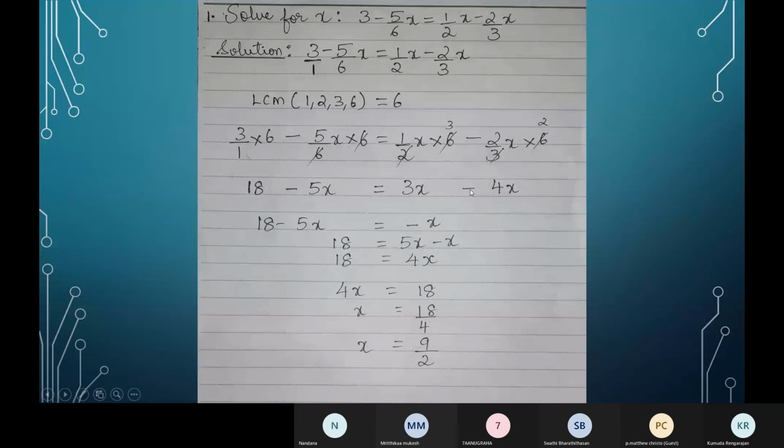Minus, within this term, simplify within this term, 3 1s are 3, 2 3s are 6, and 2 2s are 4x. 2 into 2, you can multiply now. Yes, 2x and 2, they are unlike terms, but you can multiply them.